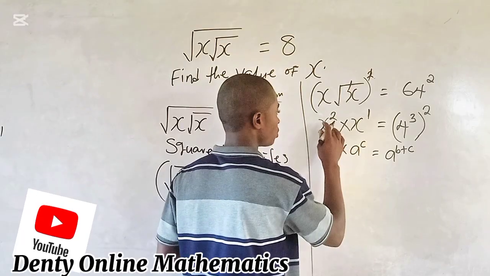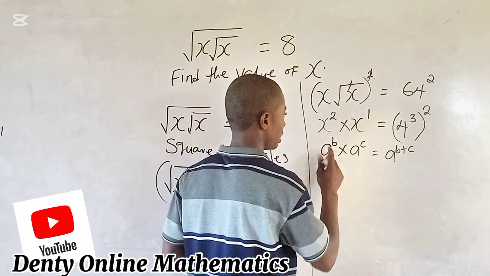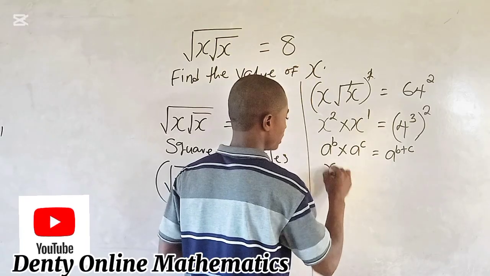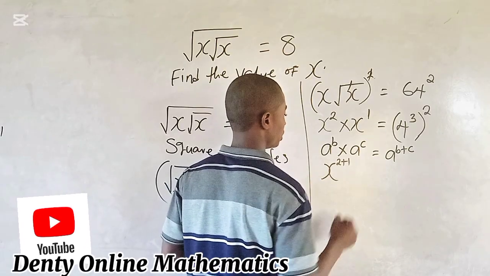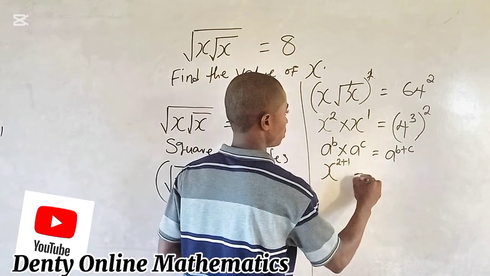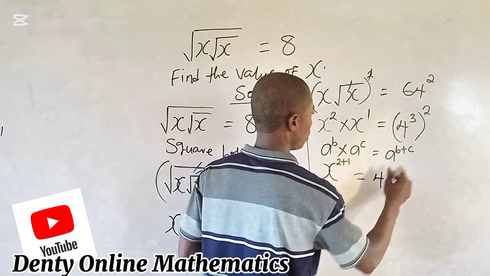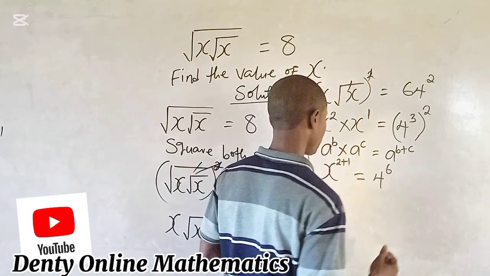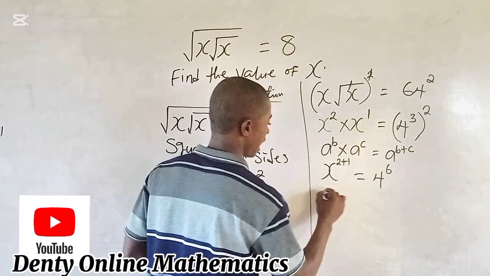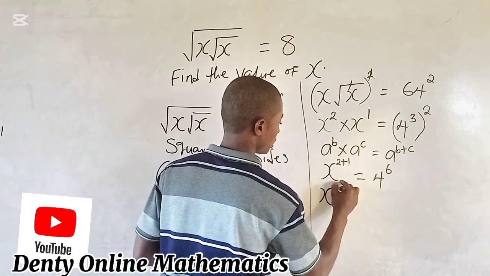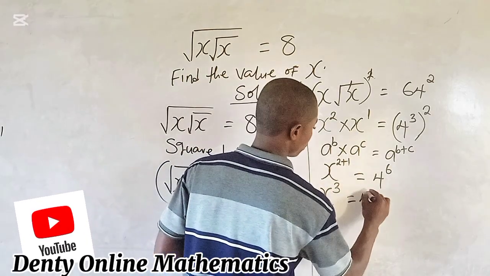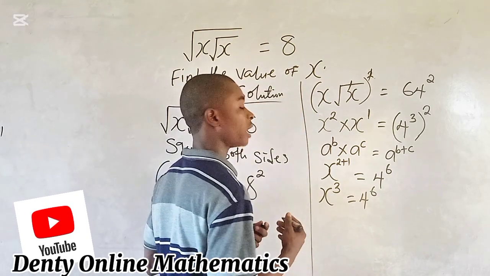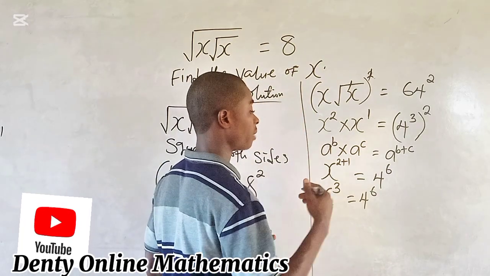So what I'll have here, since we have x squared here, I'll pick one of the bases and add the exponents. That will be 2 plus 1 equal to 3. And then this 3 will multiply this 2. So 3 times 2 will be what? 6. Now I have x raised to the power of 2 plus 1, which is 3, to be equal to 4 to the power 6. So what I will do is I will multiply both exponents by 1 over 3.